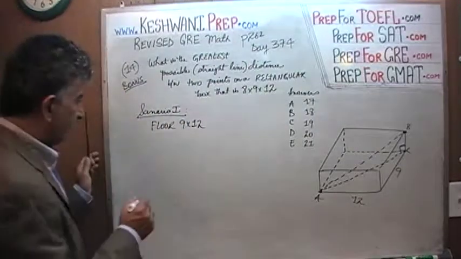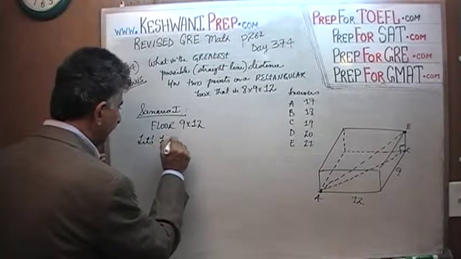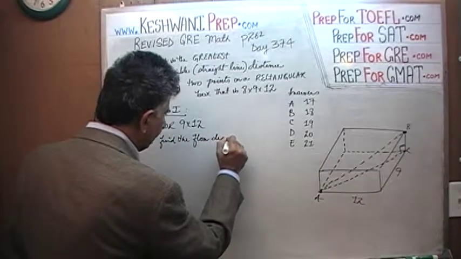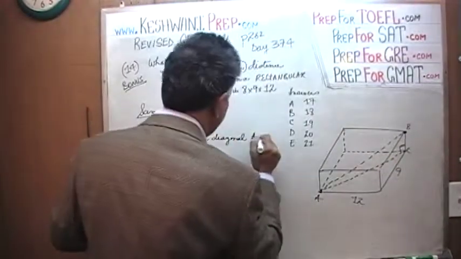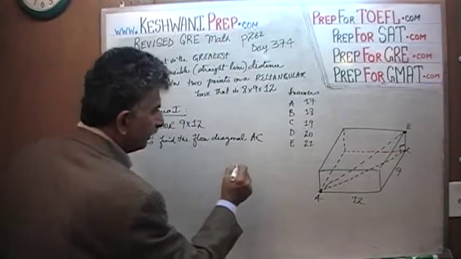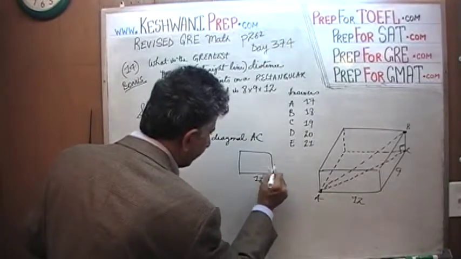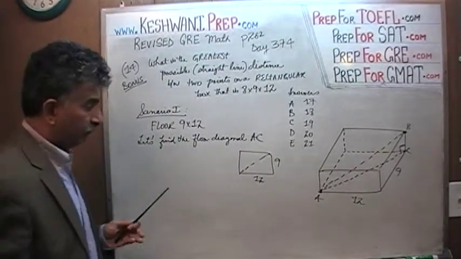9 by 12. So let's find the floor diagonal, which is A to C. So here we're looking at this is our floor, which is 12 by 9, and this is what we're looking for, which is very simple, very straightforward. We don't have to do anything at all.